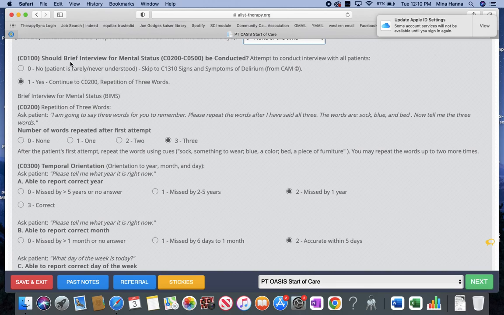So it says here, in case you can't do this interview with this person, for example, this person does not understand you, they have no communication, they cannot go through the section at all, you're just going to put no, and it says you're just going to skip to this question. You're going to skip to C1310. But for the sake of this training, we're going to go through this. So in this example, we're going to say, yes, we continue with these words.